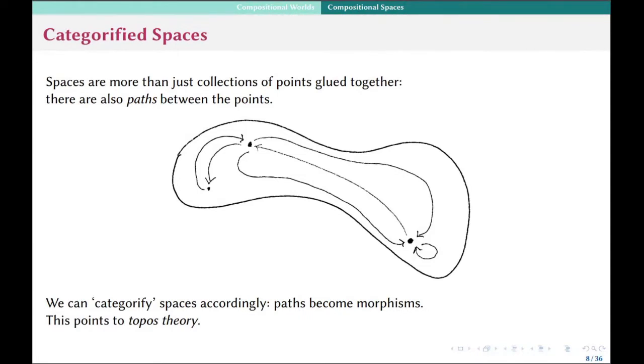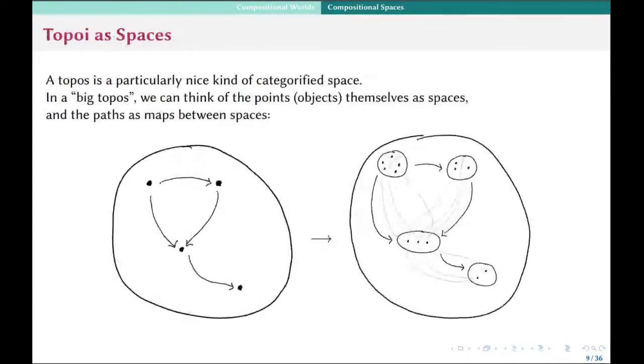And this points the way to what is called topos theory. A topos is kind of like a nice categorification of a space with some kind of nice logic, which I'll talk about momentarily. So there are various notions of topos. The kind that I'm talking about is formally called a Grothendieck topos, but I think you should think of, roughly speaking, any kind of thing that's called a topos as a kind of categorified space.